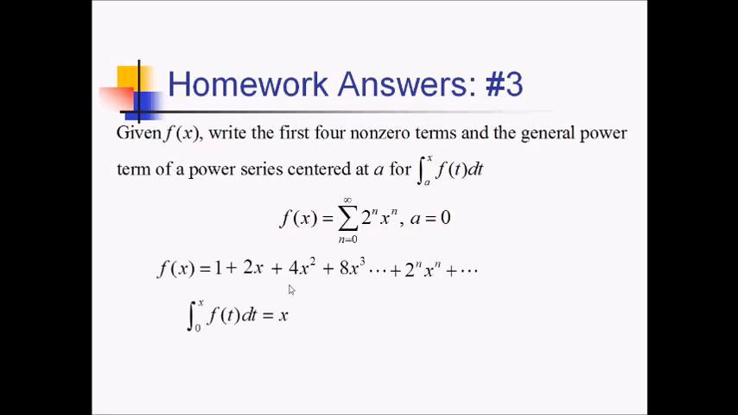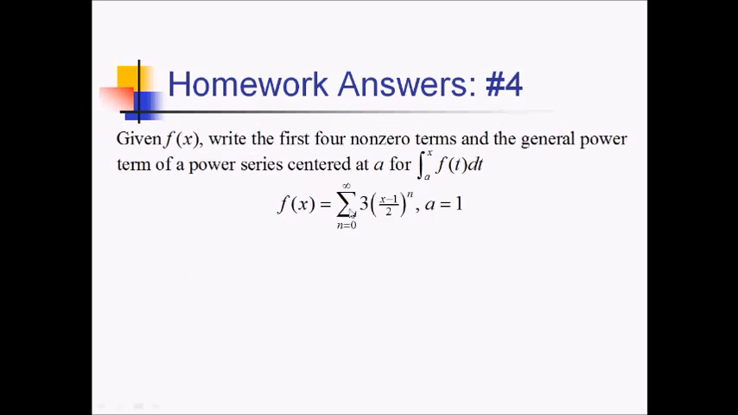Dividing by that we have x squared. Next we've got 4 over 3, x to the third. And we've got 8 over 4, or 2, x to the fourth. And then for the general term, we're going to have 2 to the n over n plus 1 times x to the n plus 1. And there we go.